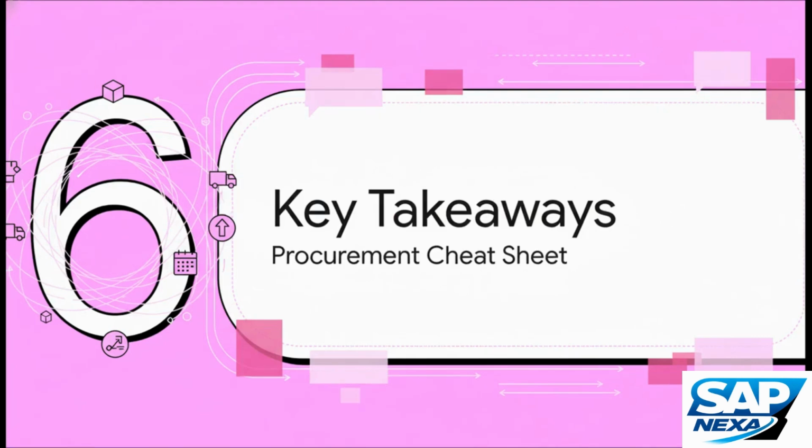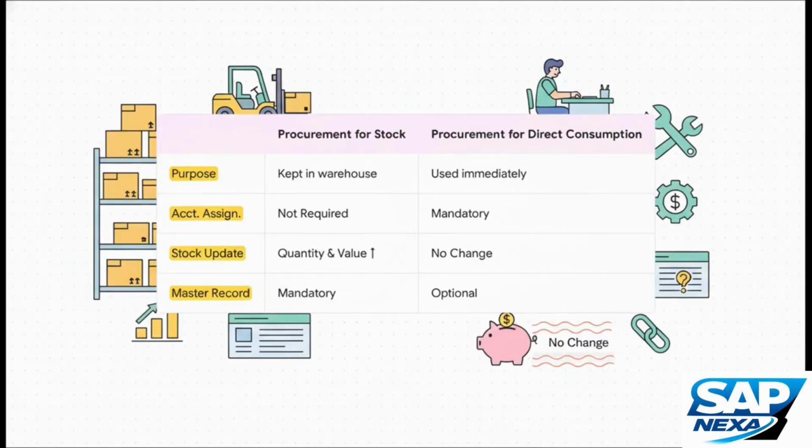Okay, that was a lot, I know. So let's boil it all down into a quick cheat sheet so you can really lock in these concepts. Let's put these two side by side. You see, the key difference is the destination, warehouse or immediate use. That one choice creates a domino effect for everything else, whether you need an account assignment to track the expense, whether your inventory value changes, and whether you need a formal material record from the get-go.